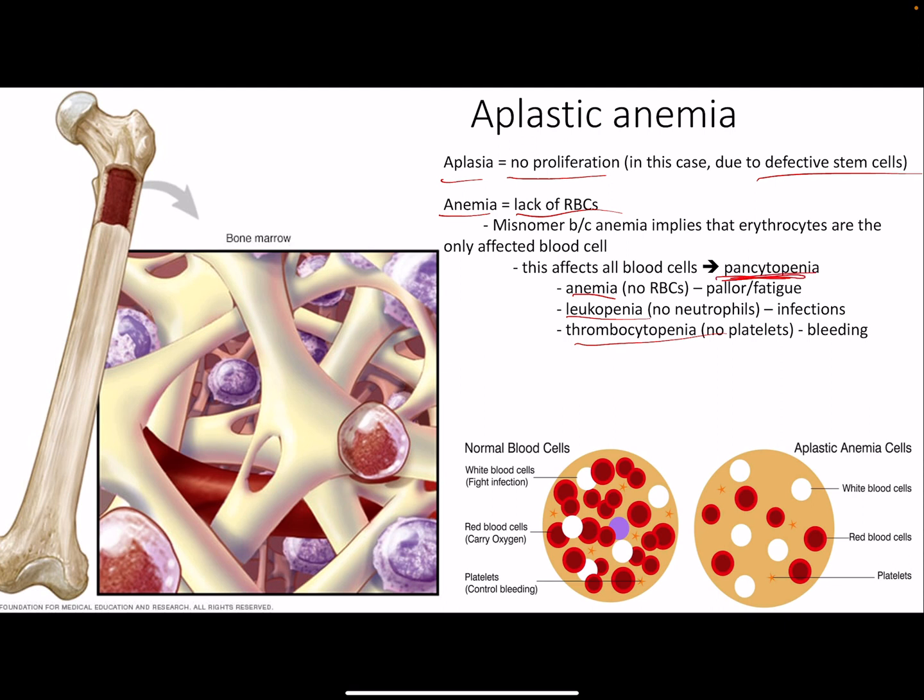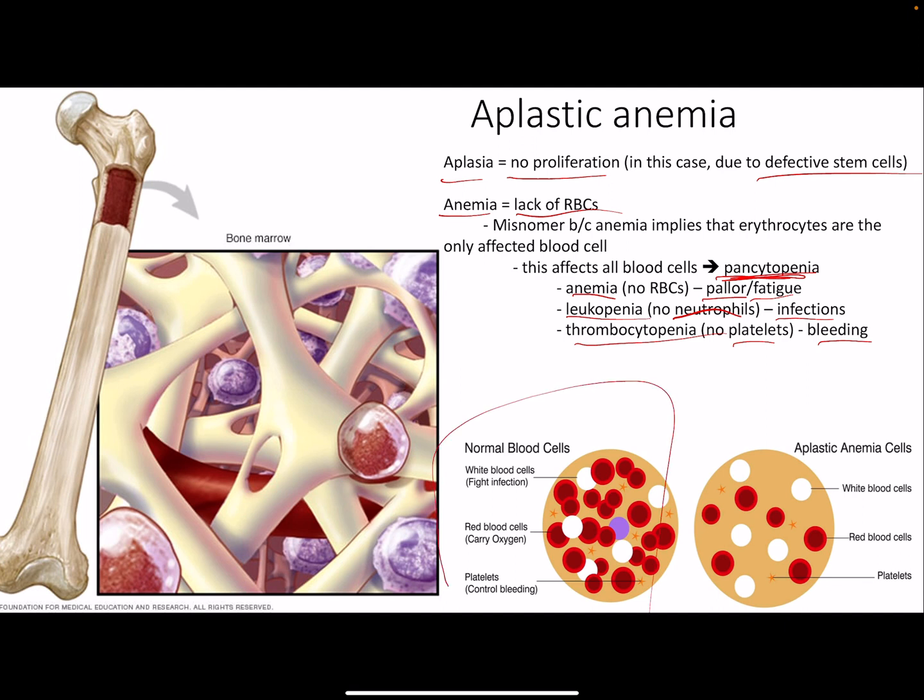And if we want to think about what the symptoms are, just think about what would happen. If you have anemia, you have pallor and fatigue, and apparently pica. You just start eating paper thinking it's potato chips. And leukopenia, no neutrophils, means you're going to be more prone to infections. And then no platelets means you're going to have more bleeding. Your clotting is not going to work as effectively.